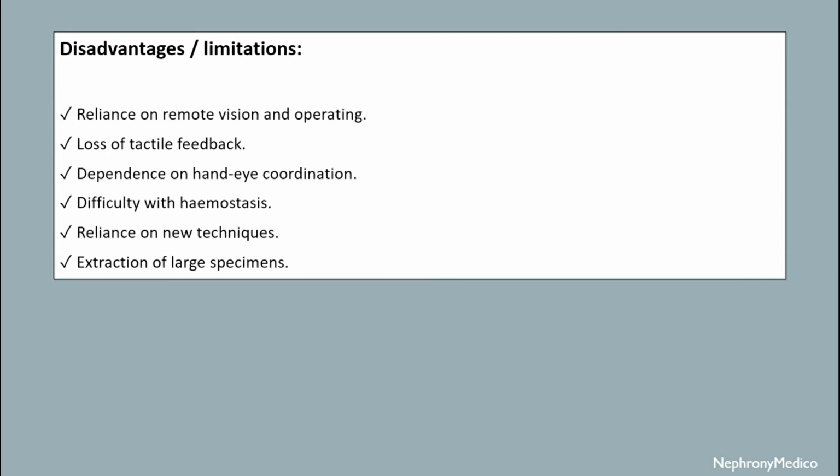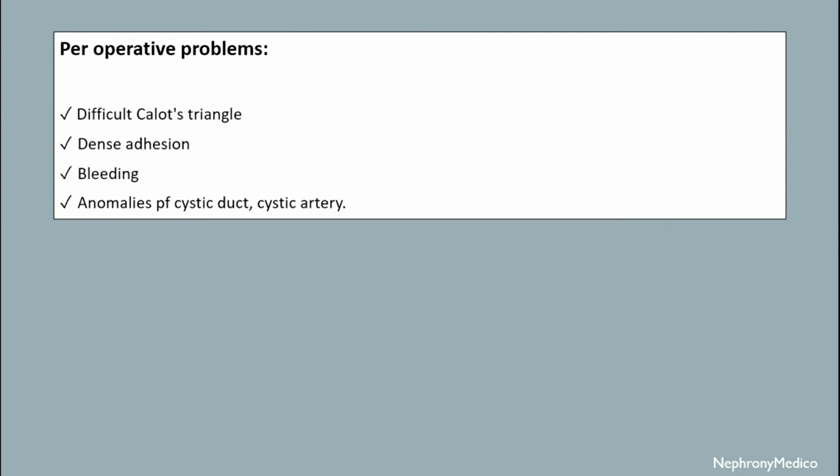Now, disadvantages or limitations of laparoscopic cholecystectomy. There is reliance on remote vision and operating, loss of tactile feedback, dependence on hand-eye coordination, difficulty with hemostasis, reliance on new techniques, and extraction of large specimens is difficult in case of this operation. Now, poor operative problems: difficult Calot's triangle, dense adhesion, bleeding, anomalies of cystic duct and cystic artery.